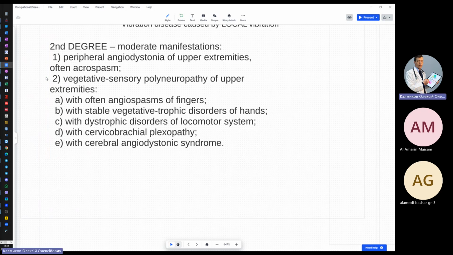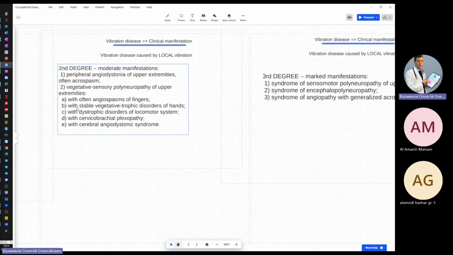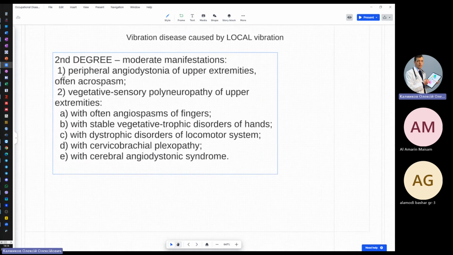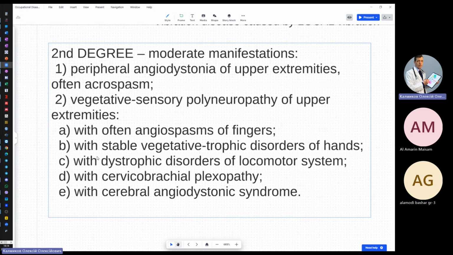Vegetative sensory polyneuropathy of upper extremities is often a component of this condition, and it manifests with frequent angioacrospasm of fingers, with stable vegetative trophic disorders of hands, with dystrophic disorders of all tissues and especially the locomotor system, cervicobrachial plexopathy, and cerebral angiodystonic syndrome.